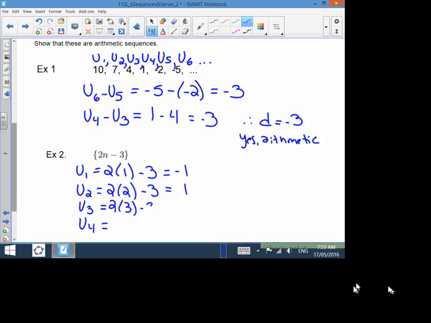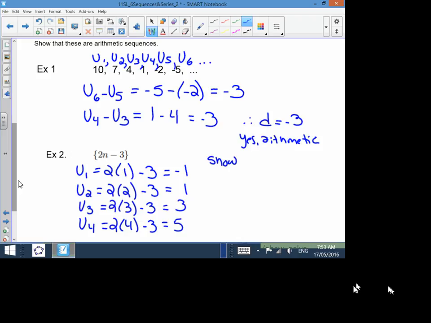So 2 times 3 minus 3, and 2 times 4 minus 3. So we get 3, and we get 5. All right, so already we can probably see the pattern, but again, since we want to show, that word show means we need to prove it slightly.